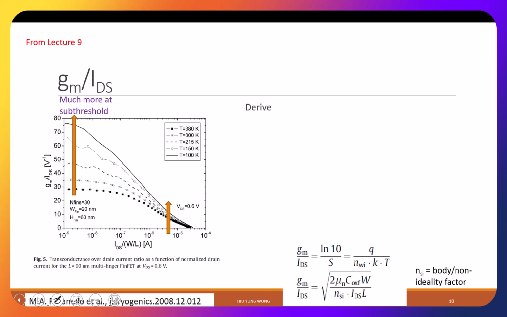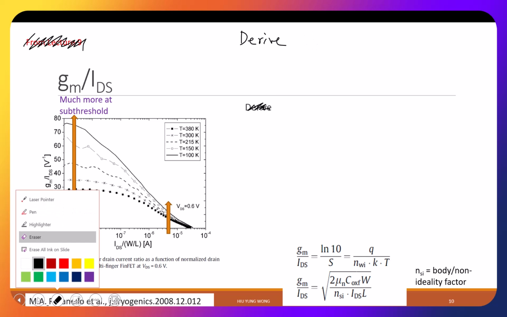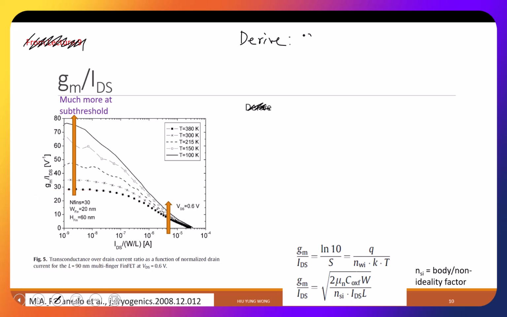So let's look at the derivation. I think I don't have space. I should start from here. This is not from the line already. Actually, we did not really cover it last time. So first of all, what is ID? We have two regimes. One is the subthreshold regime. The subthreshold regime. So what is ID?